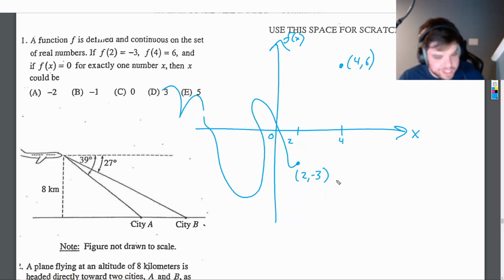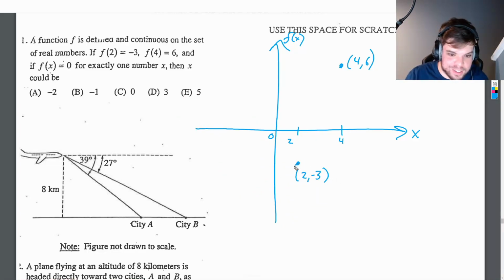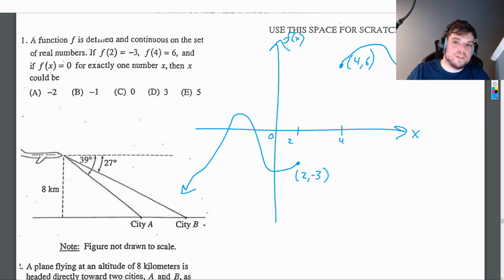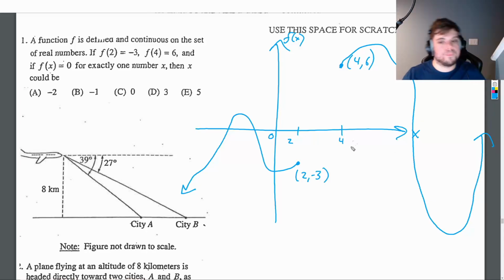Well, defined and continuous. Let's not go too crazy. It could do crazy stuff. Maybe it's like that. Who knows? And we don't know about the other side either. It could be really wild. Who knows? F of x equals 0 for exactly one number x.